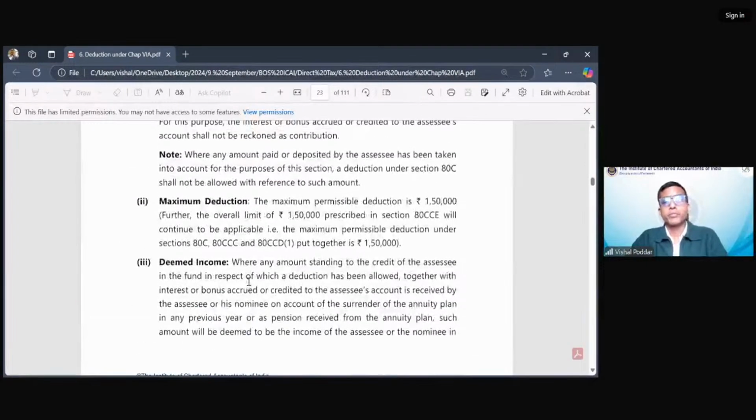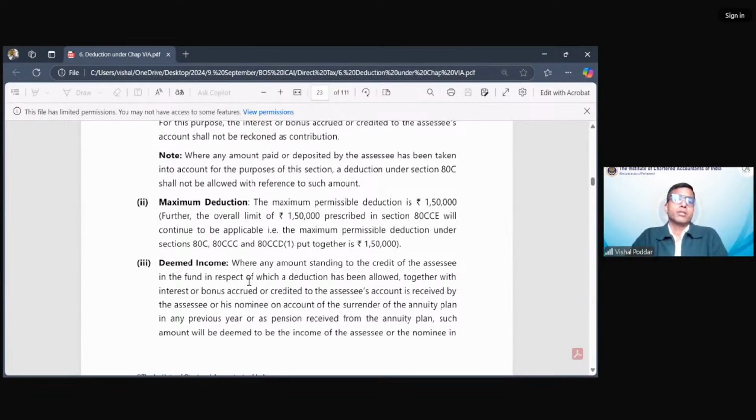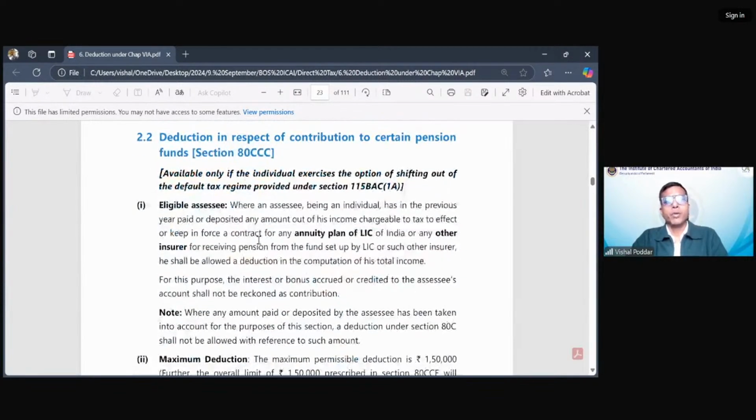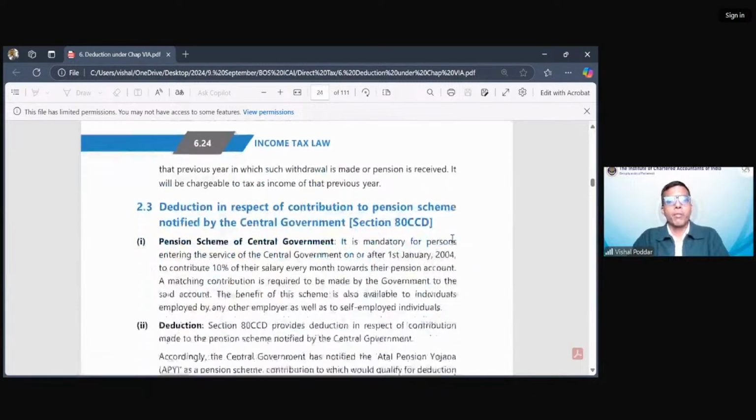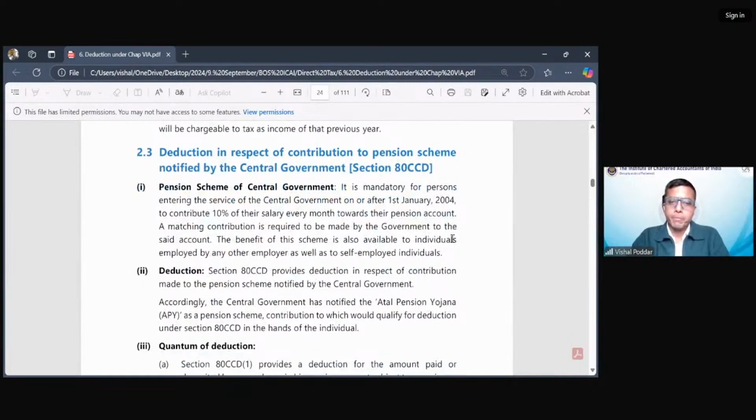Now understand this. The point is that both sections give deduction for the same type of plans, that is, pension plans or retirement plans. However, there is some difference. Now, what is the difference? 80CCC is where only you are contributing to the plan and you get deduction for your contribution. Again, the limit prescribed is 1,50,000. But when you come to 80CCD, what is this plan?